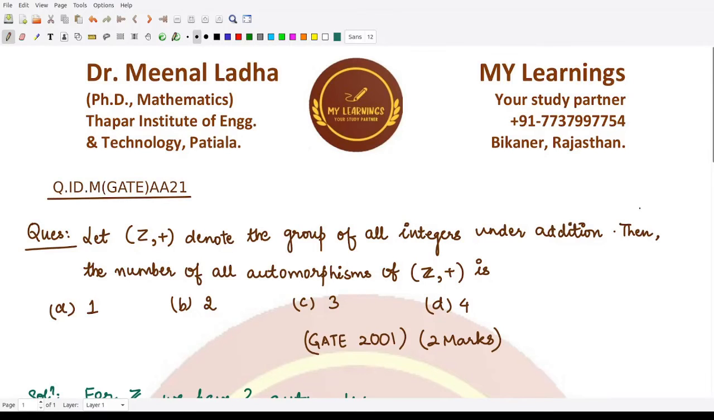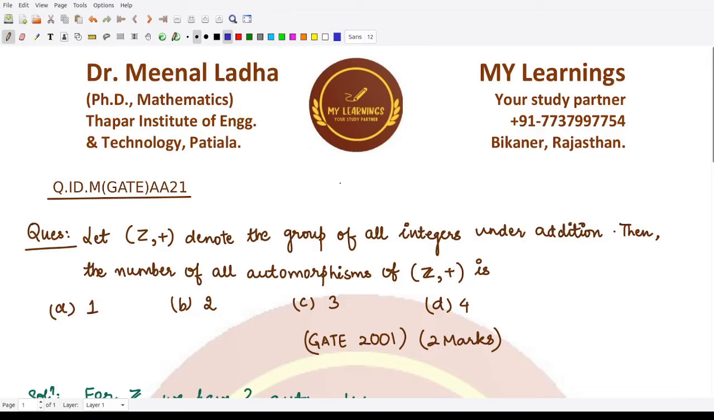In this video, we shall be looking at another question which has been taken from the GATE 2001 paper. This is a 2-mark question. In this question, they are saying that if we have Z and positive, so this is the Z of the group of integers under the operation of addition, right? Then what would be the number of automorphisms of this group?